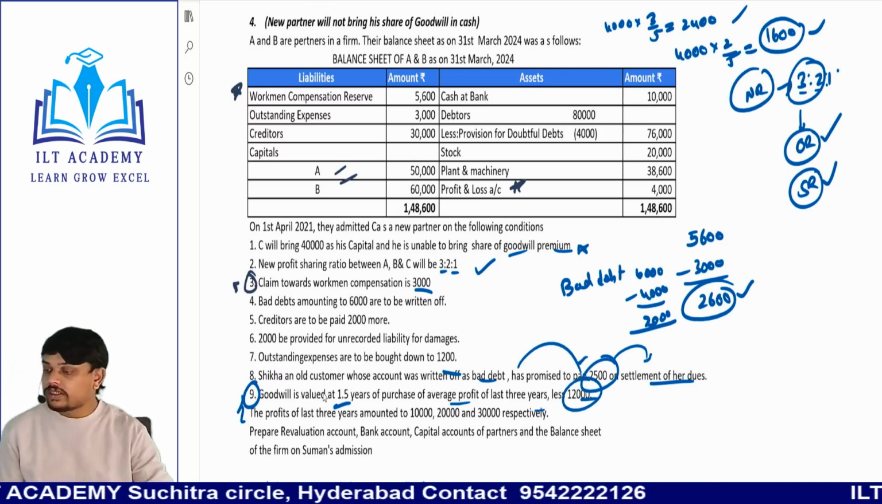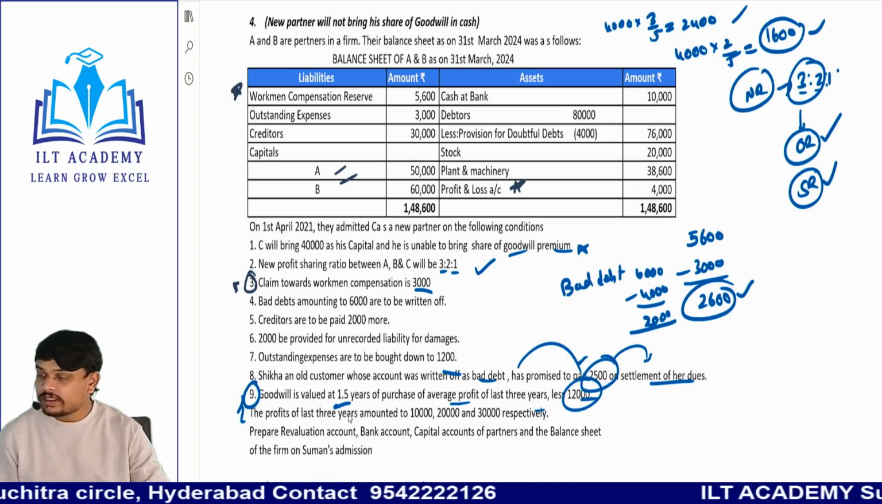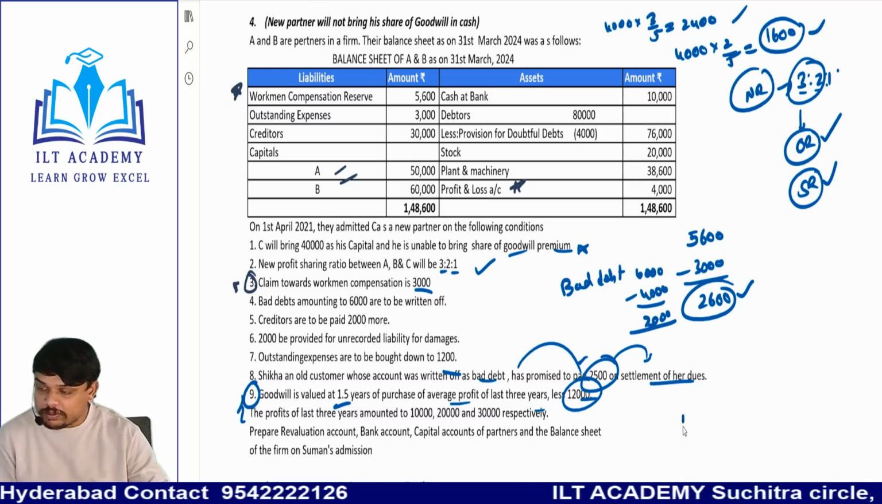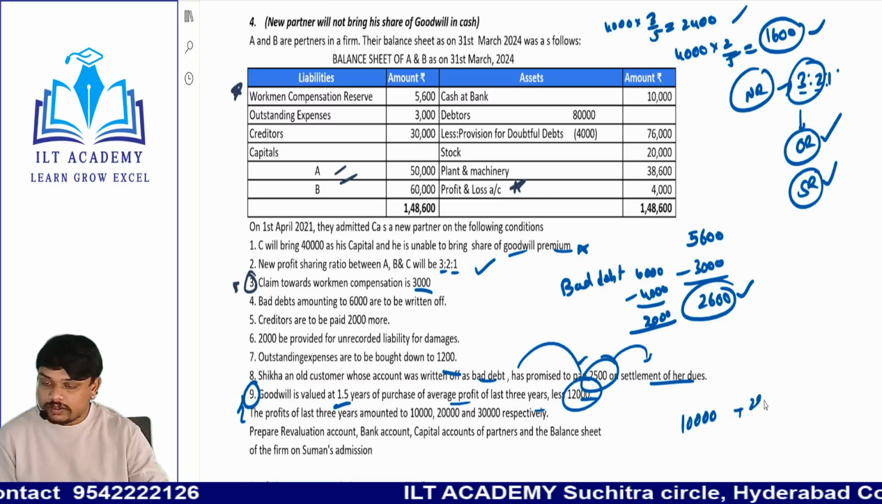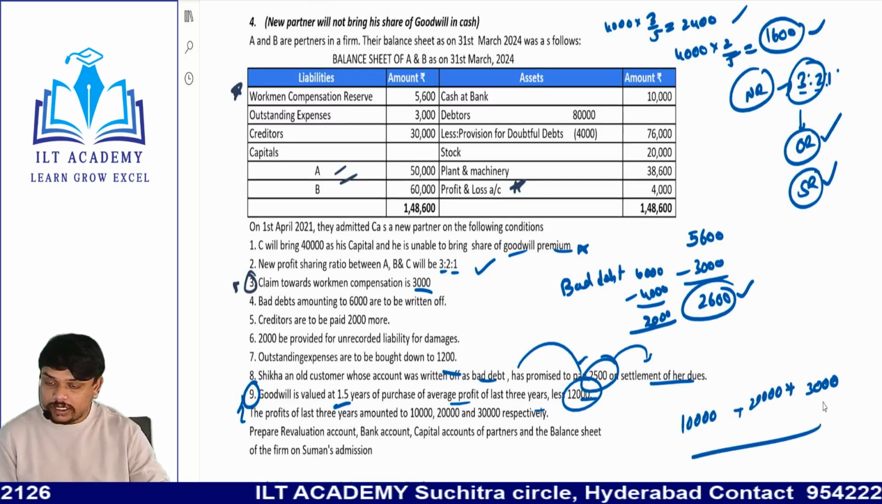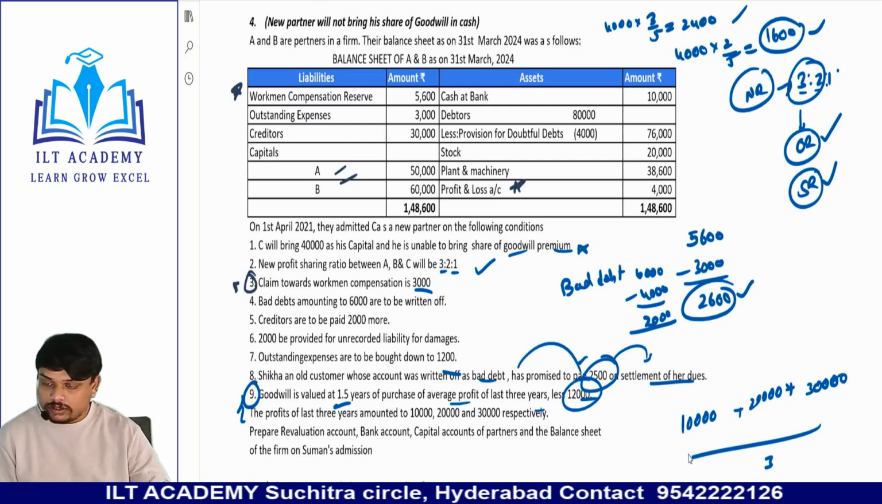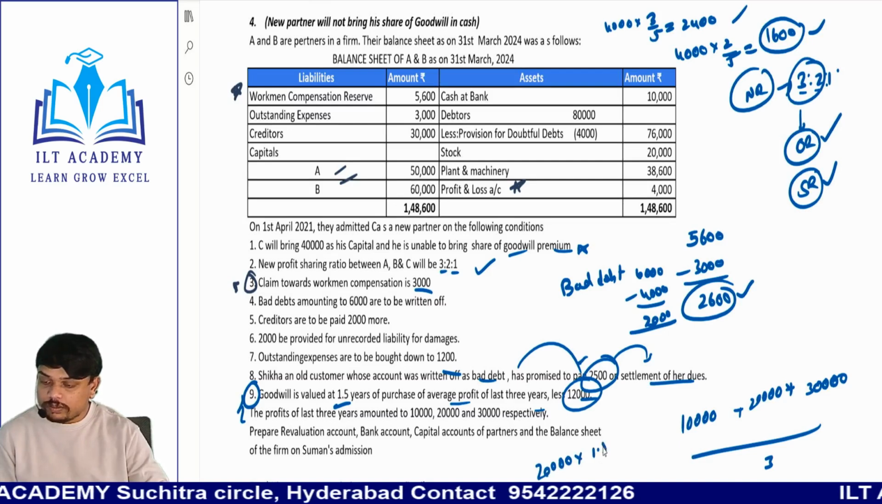Now let us do this one. Goodwill is valued at 1.5 years purchase of average profits of last 3 years. What is the average profits of last 3 years? 10,000 plus 20,000 plus 30,000 divided by 3, which is 20,000. So 20,000 into 1.5. Generally, this will be our goodwill.